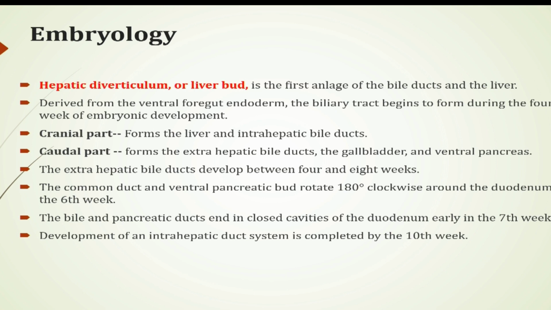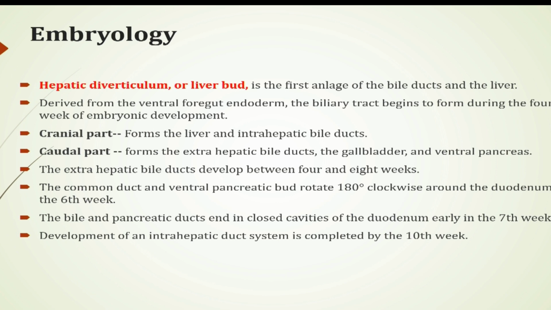To start with, the biliary tree and the liver develop from the hepatic diverticulum. It is the first analogue of the bile ducts and the liver. It is derived from the ventral foregut endoderm. The biliary tract begins to form during the 4th week of embryonic development. The cranial part of the hepatic diverticulum forms the liver and the bile ducts, and the caudal part forms the extrahepatic bile ducts, the gallbladder and the ventral pancreas.